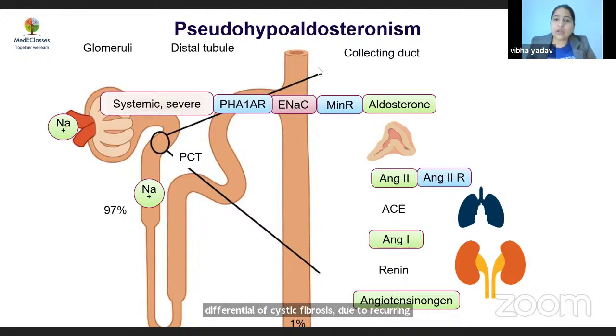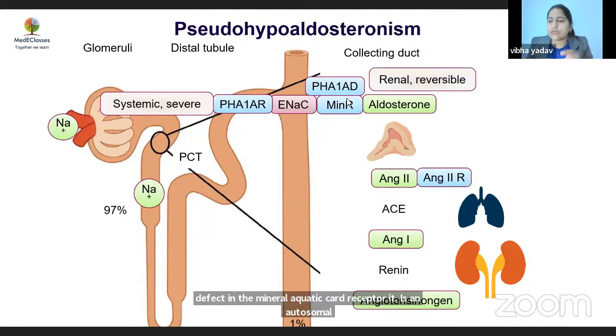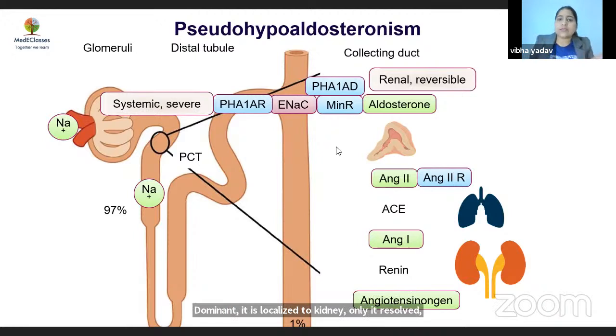This condition is a very close differential of cystic fibrosis due to recurrent respiratory infections and increased sodium in the sweat. Now coming to PHA1 which is a defect in the mineralocorticoid receptor. It is autosomal dominant, localized to the kidney only. It resolves and is reversible; it can be treated. There is another type of PHA, which could be due to obstruction and urinary tract infection. This was discussed by sir in the beginning. It occurs with obstructive uropathy or infection. It causes resistance to aldosterone in the kidney, which causes hyperkalemia, and it is transient.